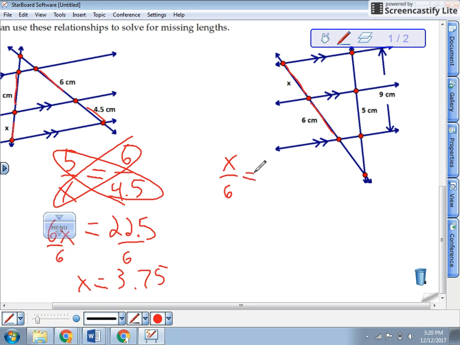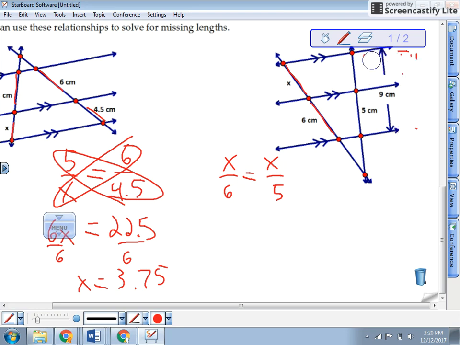As, now let's go to the other side. Now, I need to find this piece. Well, if the whole thing is 9 and this is 5, well, this must be 4 up here then. This little piece right here must be 4. So I'm going to say X is to 6 as 4 is to 5. That's one way to set it up. Again, that's not the only way, all right?